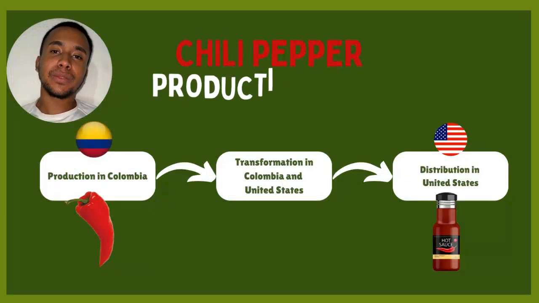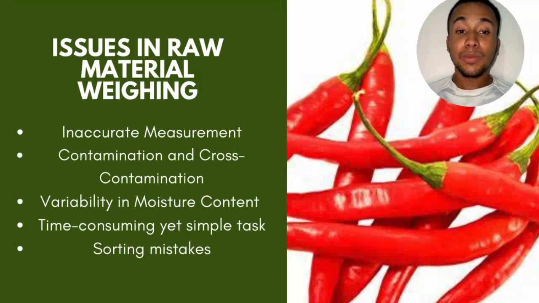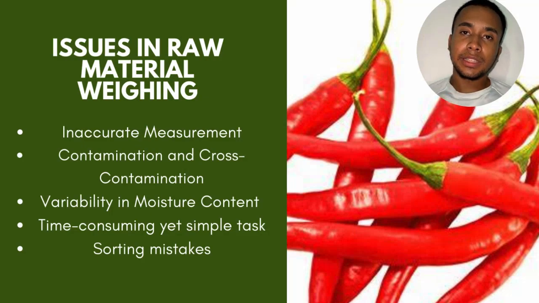Starting with the raw material winning, we are talking about the chili pepper productive chain. This starts in production in Colombia, is transformed in Colombia and in the United States, and distributed in the United States. Some issues in raw material winning could be an inaccurate measurement, contamination and cross-contamination, variability in moisture content, a time-consuming yet simple task, and assorted mistakes.